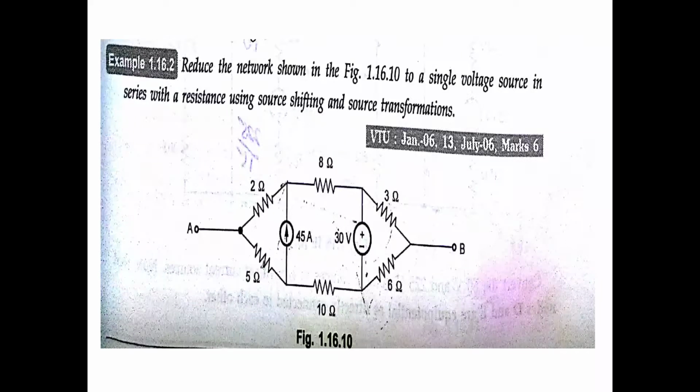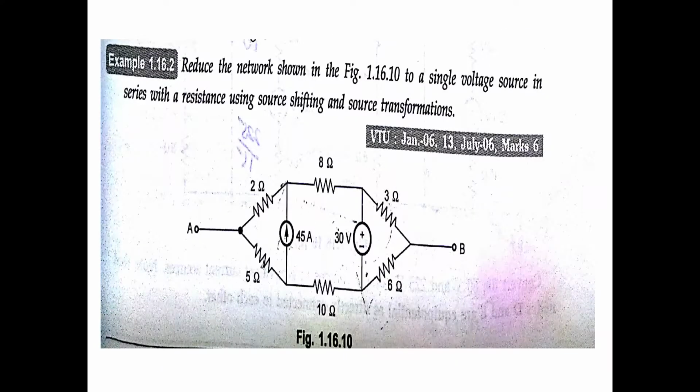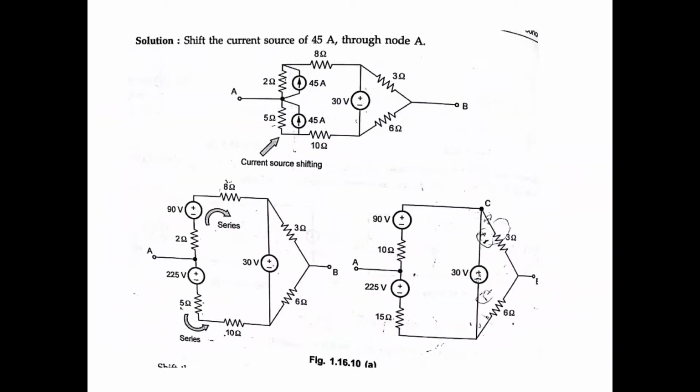Okay, next problem. In the next diagram, reduce the network shown in the figure to a single voltage source in series with resistance using source shifting. This is one problem, asked in January 2006 and July 2006 for 6 marks. Sometimes it is asked in the examination. It is also an important problem. Here we shift the 45 amps current source through the node. This 45 amps is shifted across both the 2 ohm and 5 ohm.